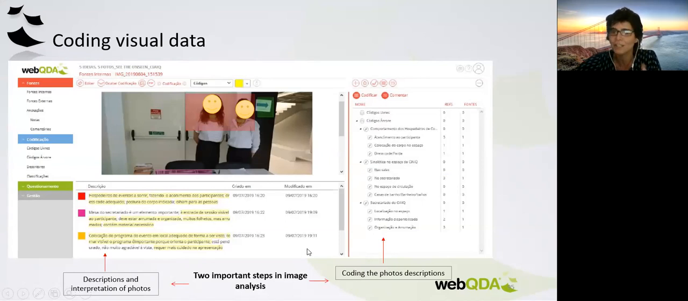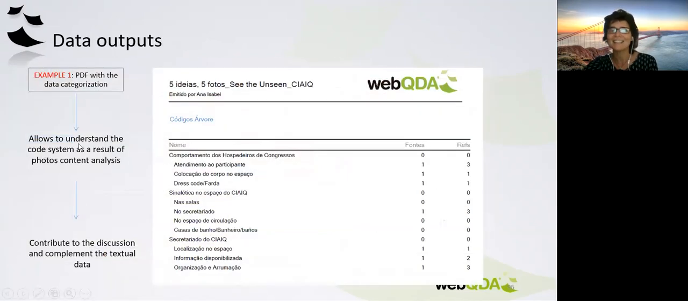But of course, we need to do this analysis ourselves. This is not yet artificial intelligence, and probably in the future also with machine learning, that will be another step for visual data analysis that is already being done, but I'm not very aware of that. I need to read more about this topic. And then I'm just finishing with some examples of outputs that you can use in your work.